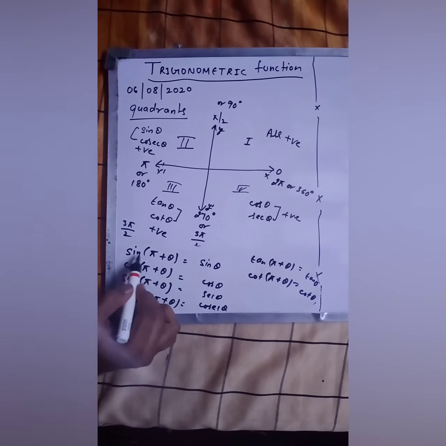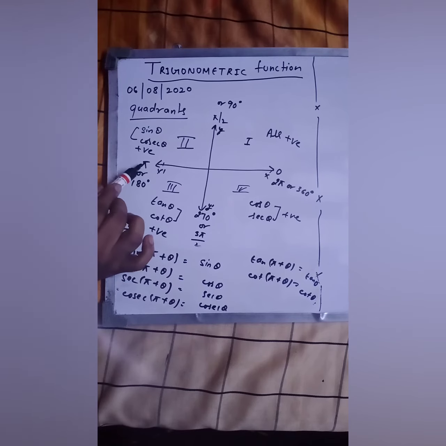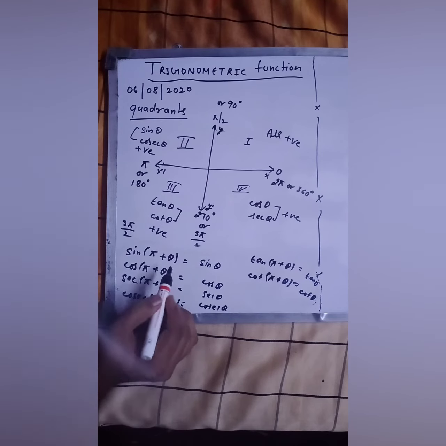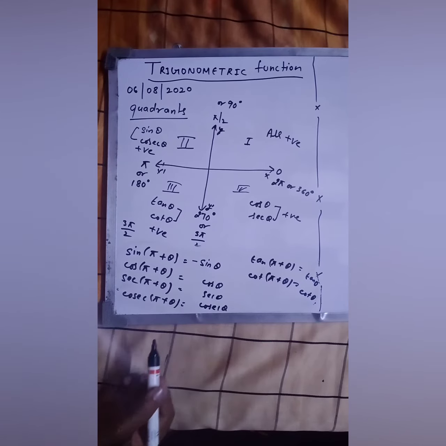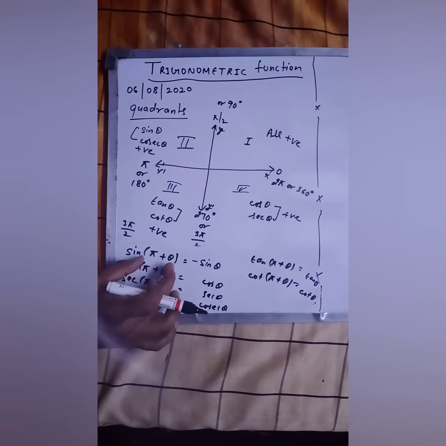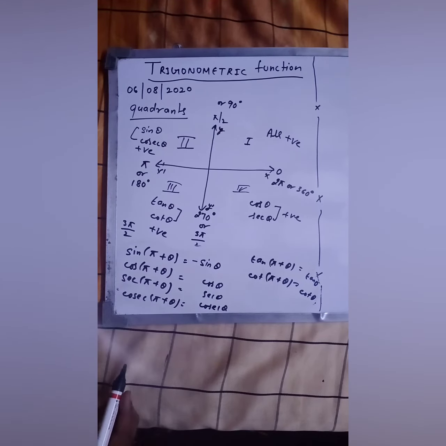See, here I am writing sine pi plus theta. That means what? Here it is pi plus theta, which means it is lying in the third quadrant. Okay. So in the third quadrant, sine is negative. So the answer would be minus sine theta. So in place of this, you can write minus sine theta.